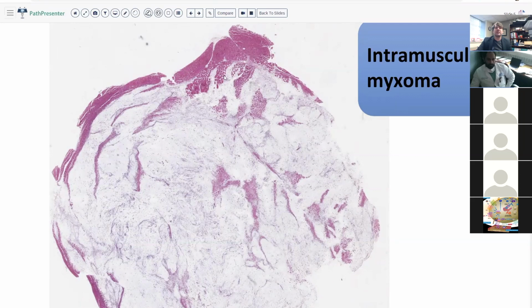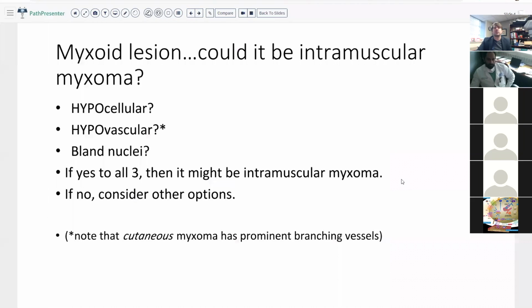So in any case, you can see that the muscle is splayed apart here, and this is very hypocellular and blue. And the question that we ask when we see a myxoid lesion in the deep soft tissue, the first thing to think of is, of course, intramuscular myxoma. But the questions you have to decide are, is it hypocellular? Is it hypovascular? And does it have bland nuclei? And if you can say yes to all of those, then there's a good chance it could be an intramuscular myxoma. But if you say no to one of those, then you've got to stop and consider other options.